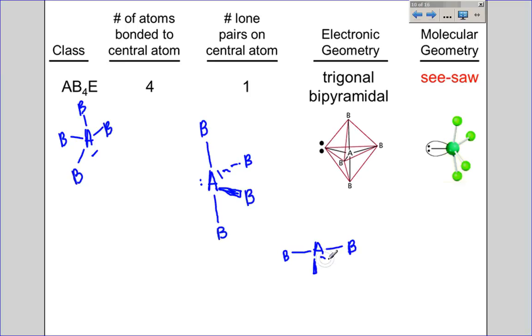So the wedge and the dashed line are like the fulcrum of the seesaw. You would have a person sitting here and a person sitting here. Okay, so that's why the geometry is called a seesaw. So sometimes we refer to this as being a distorted pyramid, okay, because these angles are all going to be distorted.